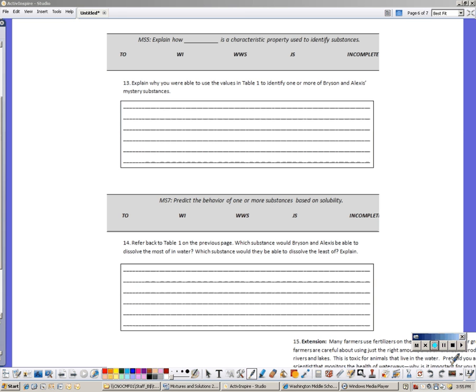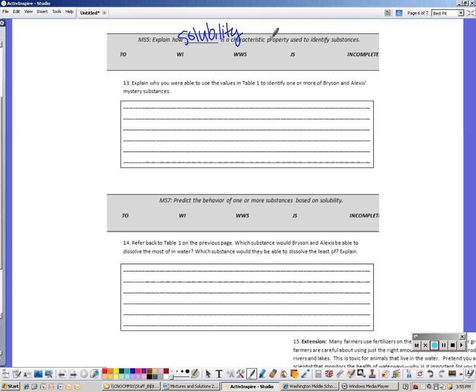In this video, I'll go over both learning targets MS5 and MS7 since they started on the same page. So MS5 first. Explain how solubility is a characteristic property used to identify substances.